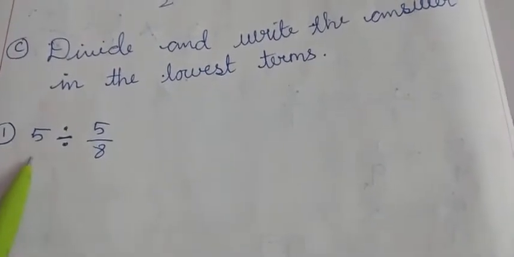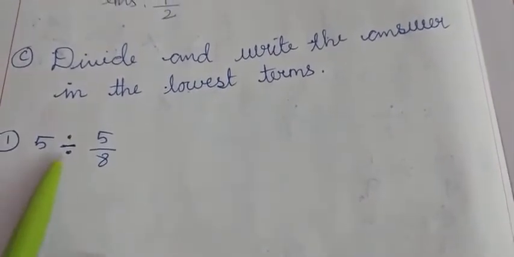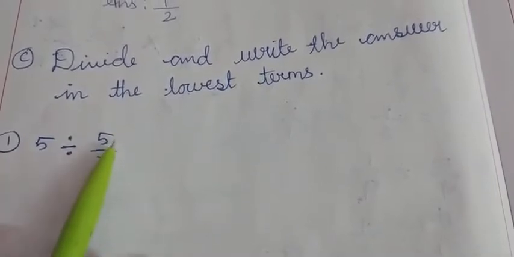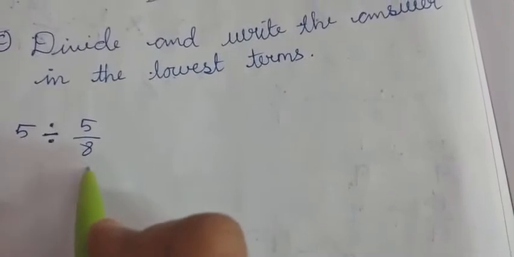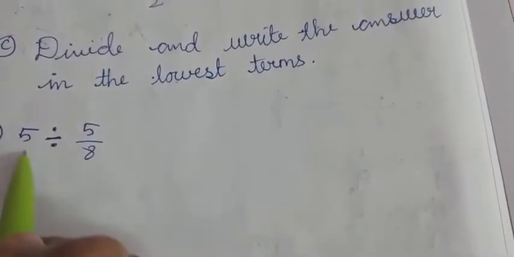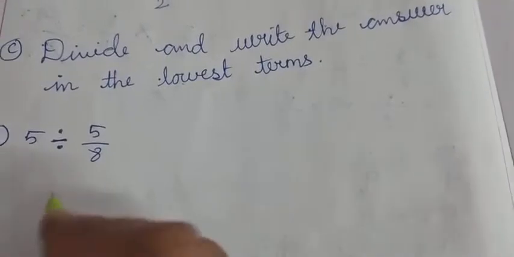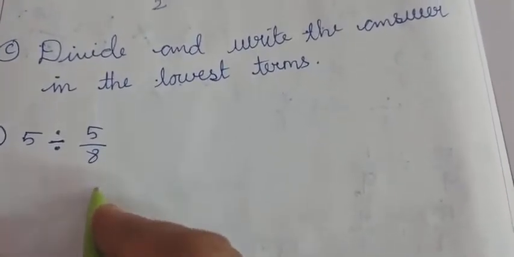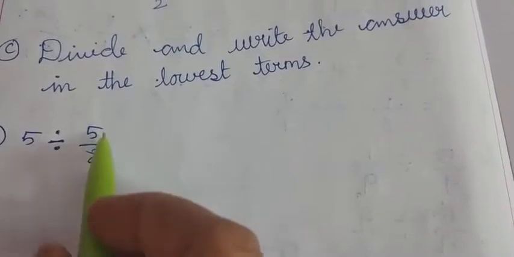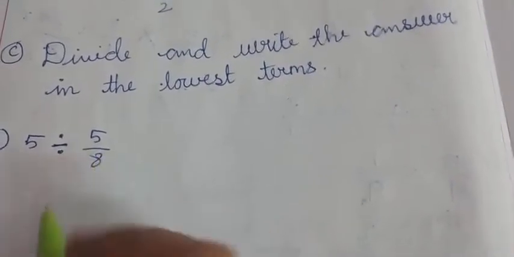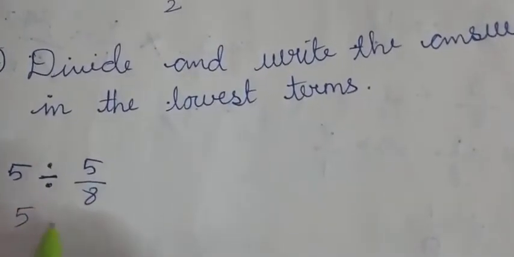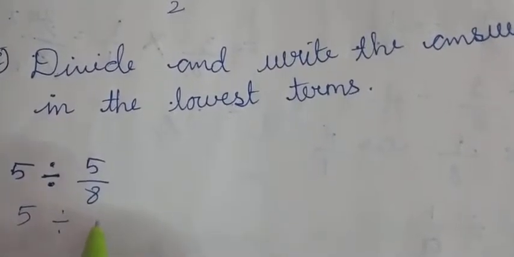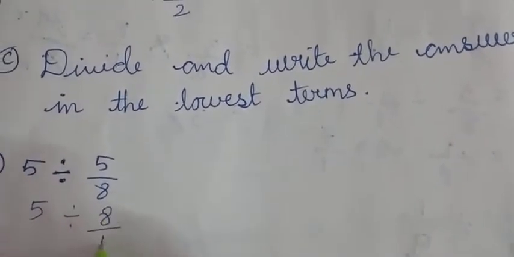First sum in C section, 5 divided by 5 by 8. This is the question. How the first step, what I told you, this is the dividend and divisor, and this is multiplicative inverse. This we have to write as 5 by 8 will become 8 by 5. Now write it first. 5 divided by 8 by 5.